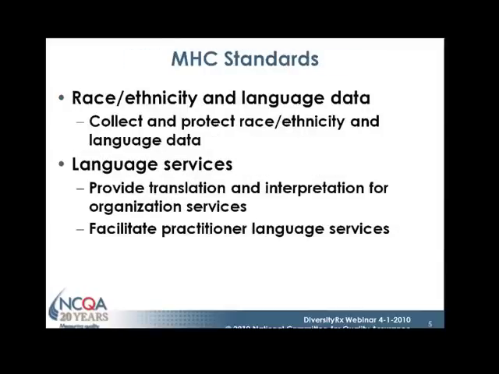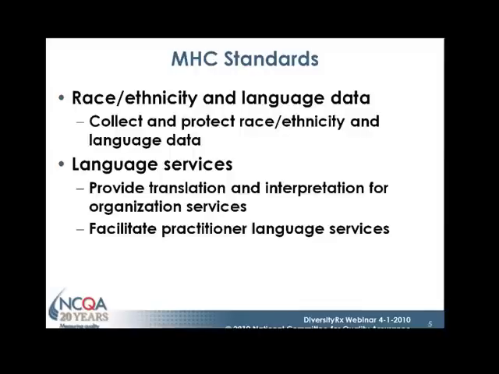So what do the standards cover? There are 5 standards in all, and if you've downloaded them from the DiversityRx webinar link, you may want to follow along. We will be discussing 2 of them in greater detail a little bit later in the program, but right now we're just going to go over the overview.